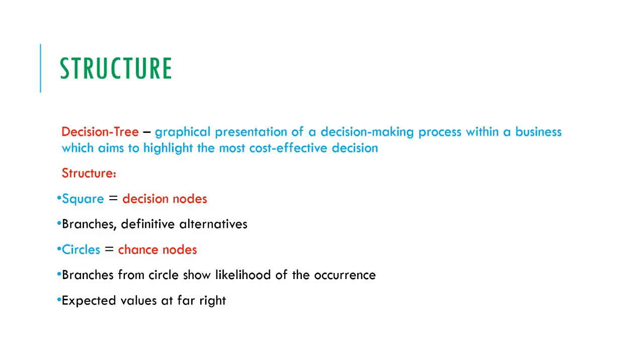So a decision tree is a graphical presentation of a decision-making process within a business, and it aims to highlight the most cost-effective decision. That's the key part, cost-effective. It doesn't do anything else, it talks about the costs.